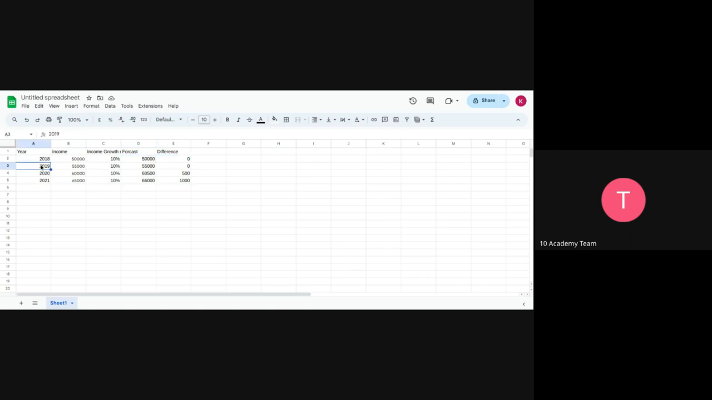But for the second year, the income was 55,000, and we expected a 10% growth rate, right? So our forecast is going to be, you can see the formula here, right? In the formula, I selected B2 multiplied by one plus the rate. The rate is divided by 100 because it is in percentage, we need to convert it into numbers. So 1 plus 0.1, which is 10%. So the forecast is also 55,000. So the difference, which is D3 minus B3, is 0. So the forecast and the actual income were the same.